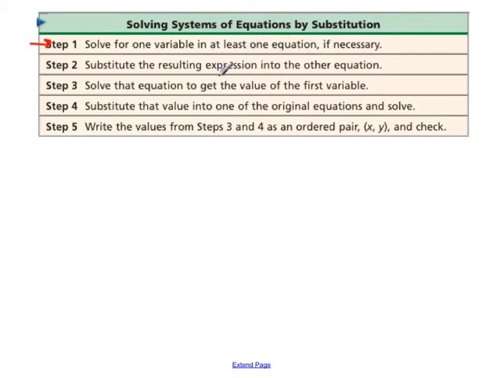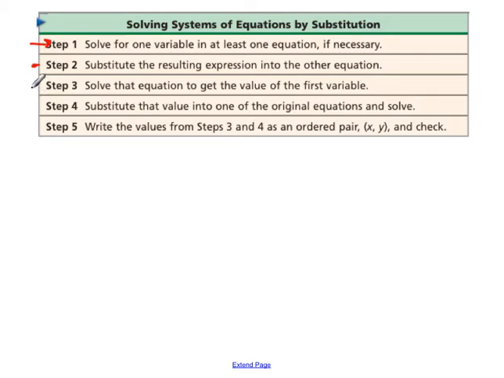So this means that if we're in a situation where we don't have y equals or x equals as one of our equations, then we need to solve for that in order to get one of the variables by itself. Step 2 then tells us that we're going to take that information and substitute the resulting expression into another equation. So if we solve for x or we solve for y, we're going to take that information and go ahead and plug it into the other equation in order to solve, which is step 3.